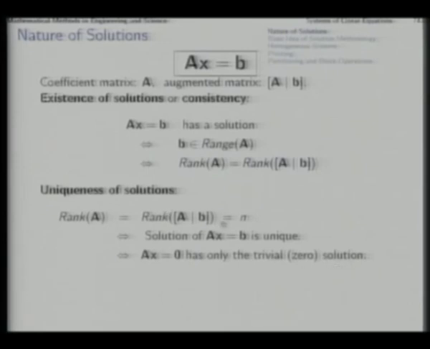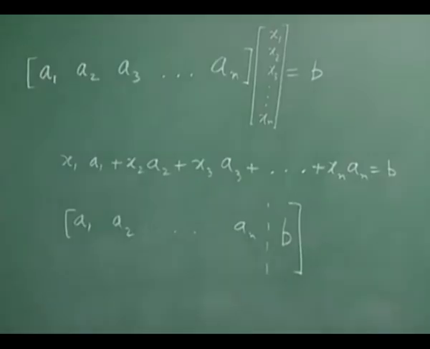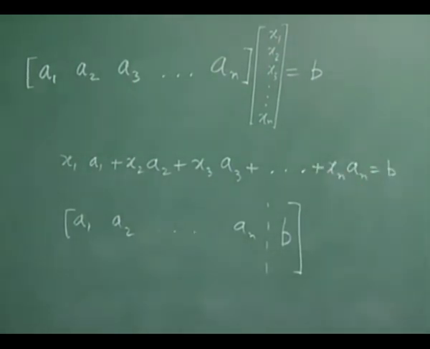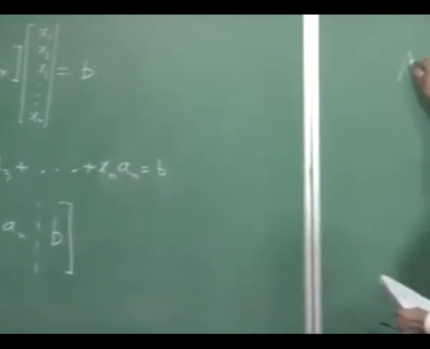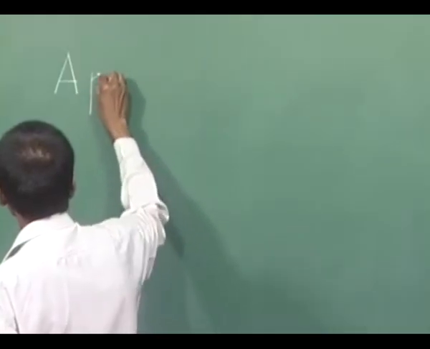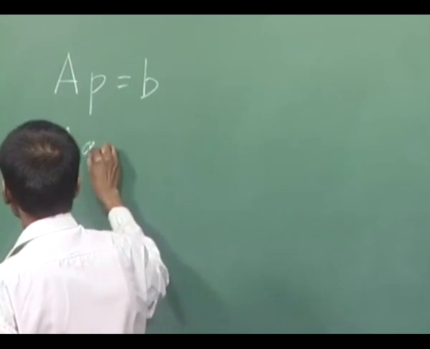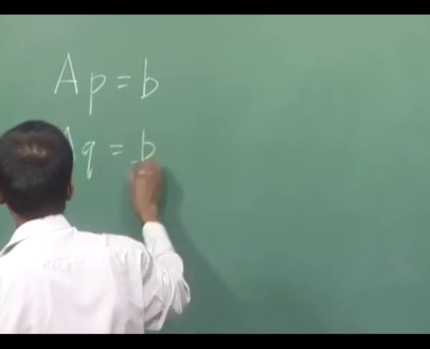Now, to establish the result as shown here, we consider this situation. That is, suppose P and Q are two different solutions of this system Ax = b. P and Q are two different solutions. Then we can say AP is b as well as AQ is also b, right?